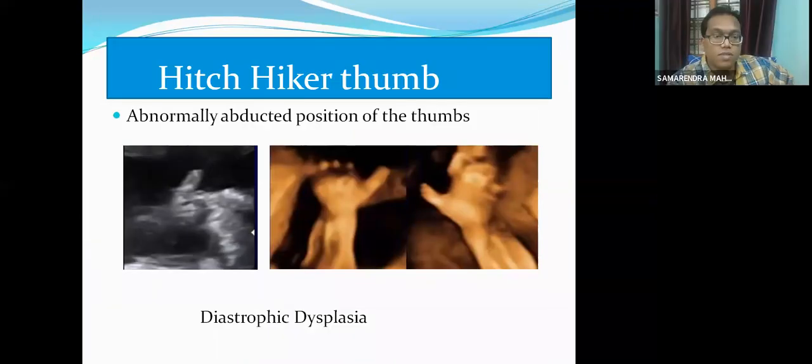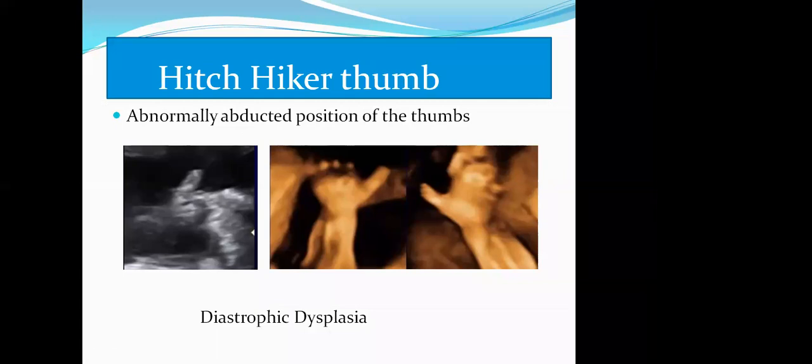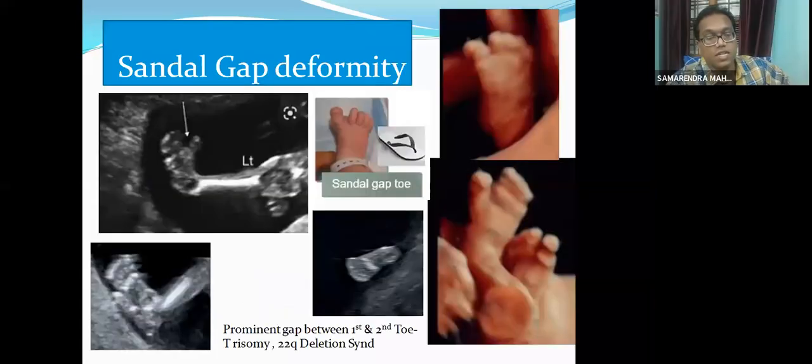Then coming to hitchhiker thumbs, where the thumb is in an abnormally abducted position. It was a case of diastrophic dysplasia, and the left image showing grayscale, the thumb is actually far away from the other digits, and the right image showing the 3D surface rendering that the thumb is present far away and not coming close even after repeat examination. That is a case of diastrophic dysplasia actually.